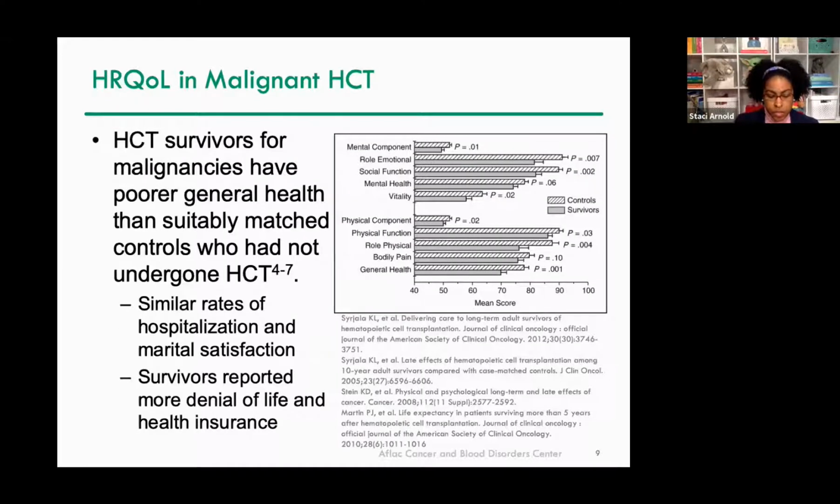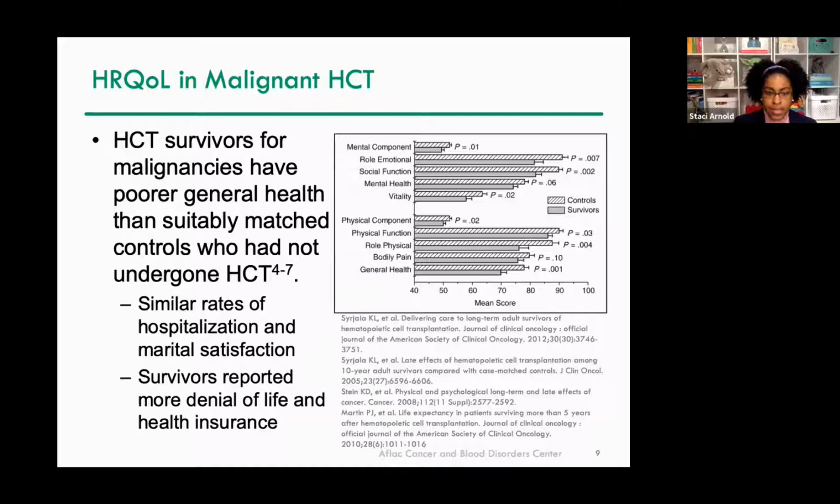This finding was actually comparable to a larger study that looked at individuals who were transplanted for cancers. And they found in general that these individuals had poorer health, and that was described as having frequent musculoskeletal stiffness, weakness and joint swelling, as well as sexual problems. But they did not see any difference in terms of rates of hospitalization and marital satisfaction. But as I reported before, they did find the same finding of more denial of life and health insurance, which suggests that this finding is more specific to transplant in general than aplastic anemia.